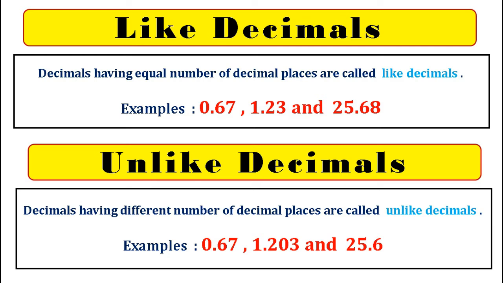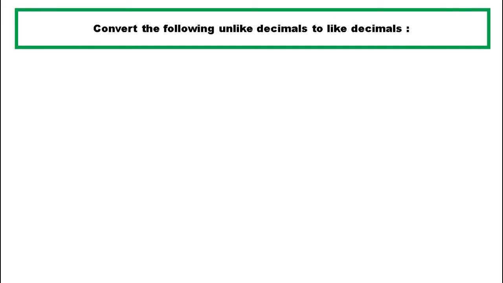The first example, 0.67, has two digits after the decimal point. The second example, 1.203, has three decimal places, and the third has one decimal place. Now, since we know the difference between like and unlike decimals, let us look at the question given on the screen and try to solve it. The question says, convert the following unlike decimals to like decimals. We have got three sets of unlike decimals and we have to convert them into like decimals.